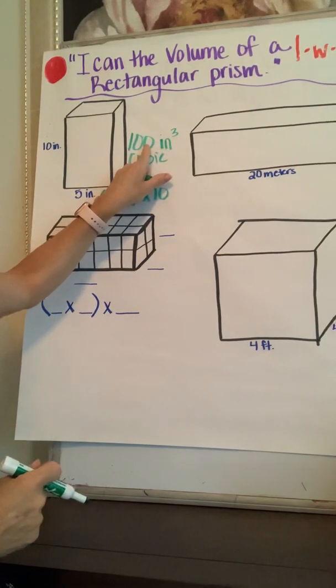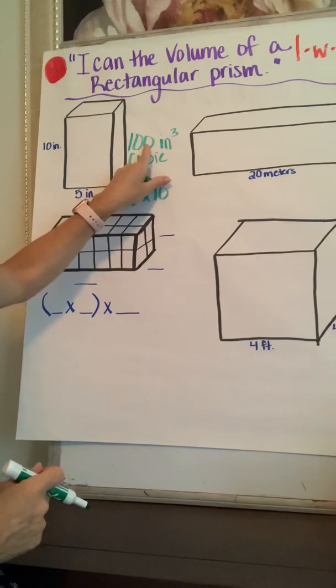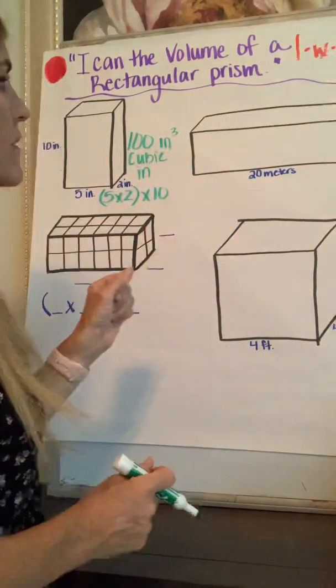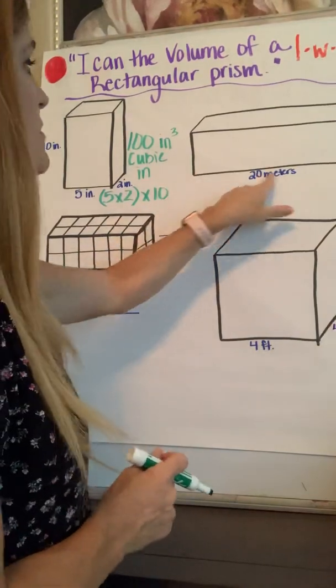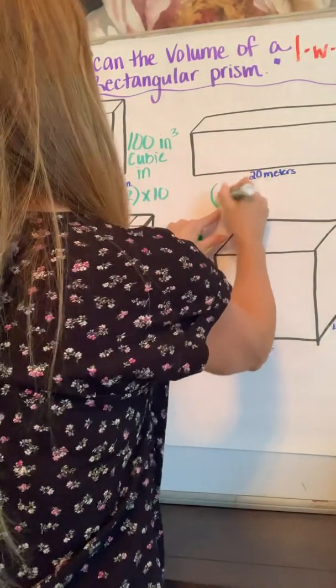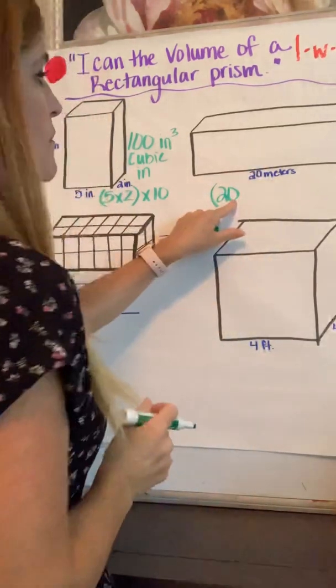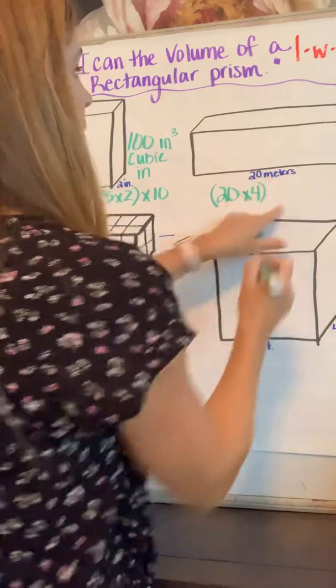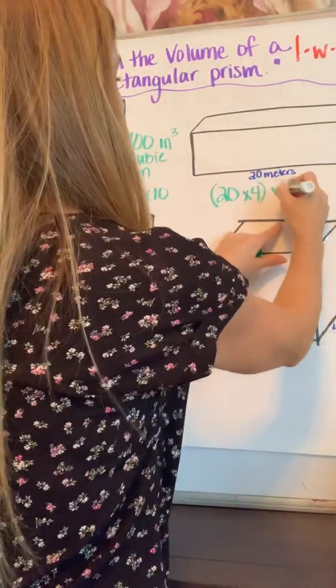You would increase that number and that would not be accurate. Okay, let's try another one. Remembering length times width times height. So I'm looking for my length. Here's my length, 20 times width. The width is 4 and my height is 5.